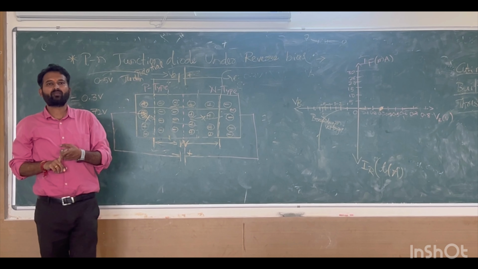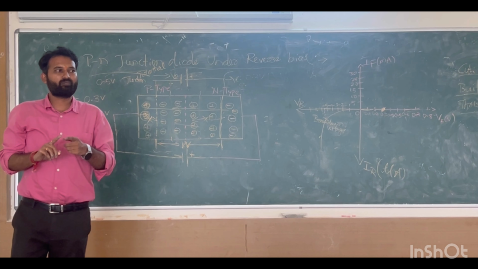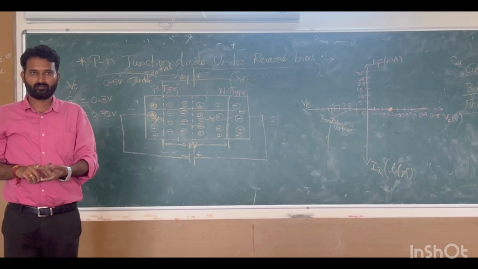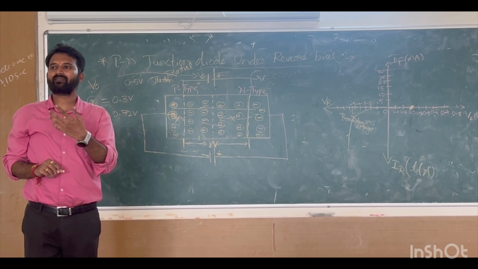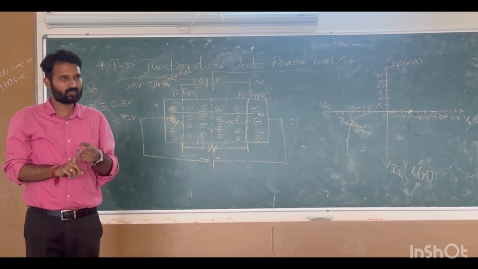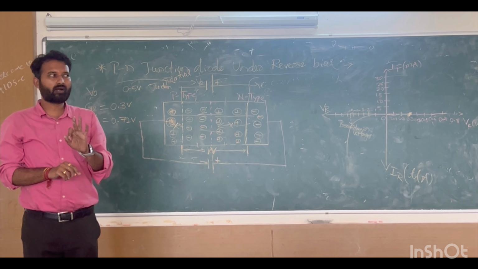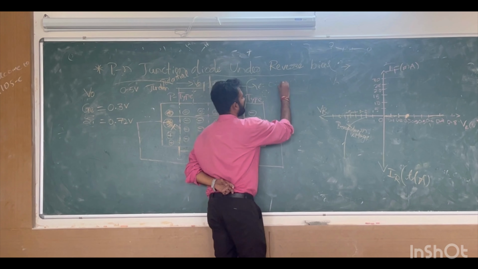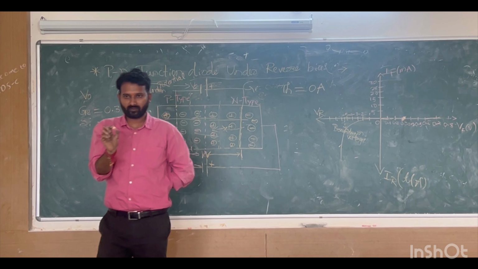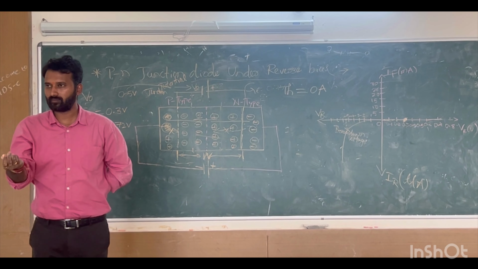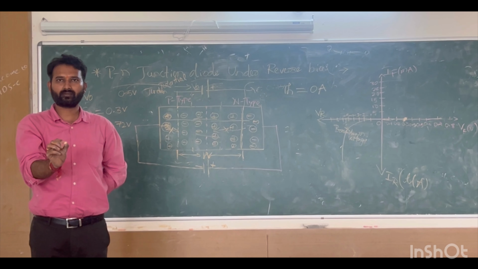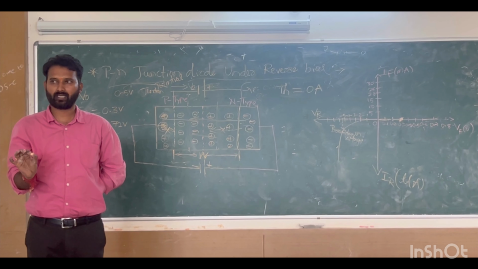Because of this, no current flows in a PN junction diode under reverse bias. Current is 0. I am explaining this theoretically. So for a PN junction diode under reverse bias, no current flows theoretically. Theoretically, no current. Theoretically means you will write it in your notes. This is theory. So yes or no? Theoretically, there is no current under reverse bias.